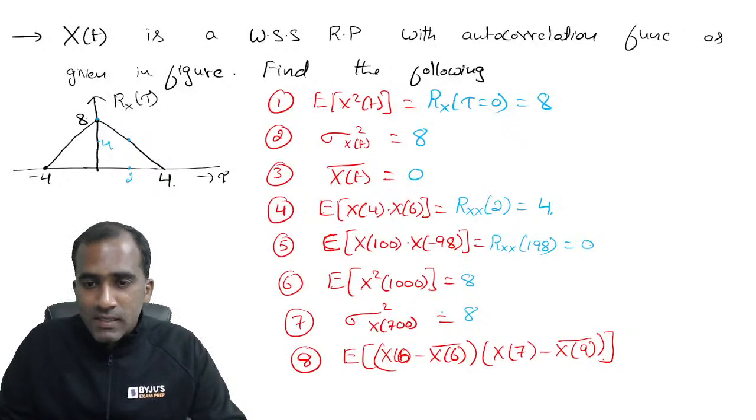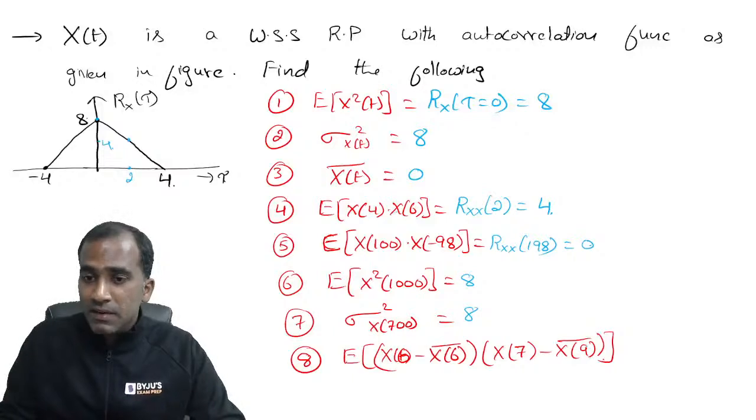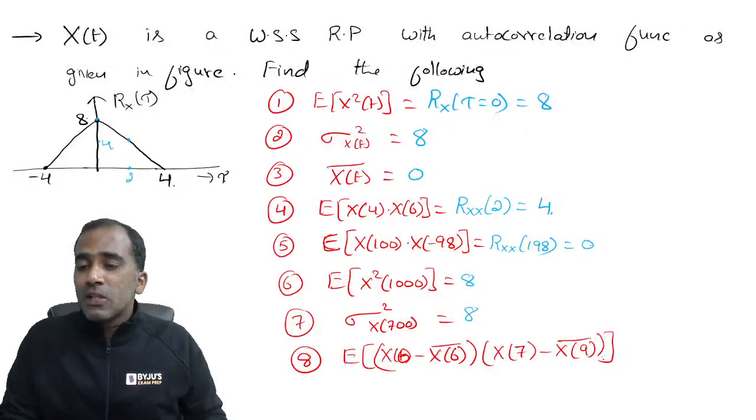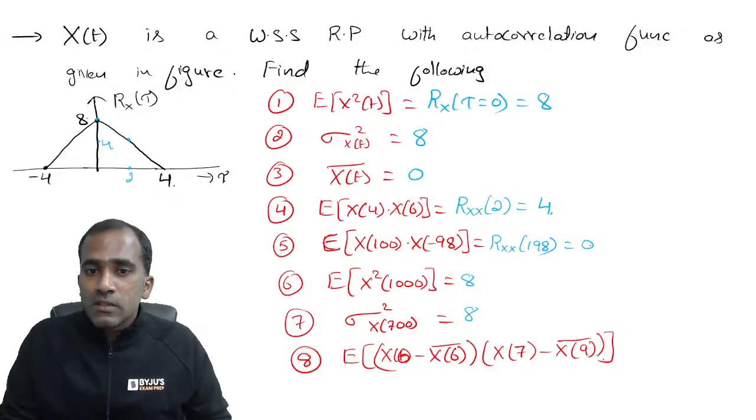Who has answered me this 8th question? Anyone? Because it's 0. See, I have confused you a little bit. It's not x of 7 minus x of 7 bar. If it was x of 7 bar, it would be the covariance. But it is not covariance. So what you should do is simply expand it. As simple as that.